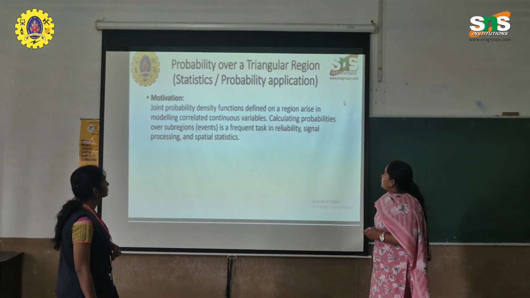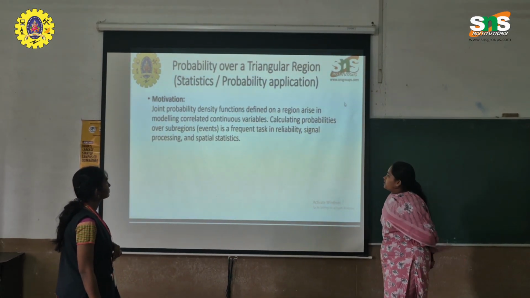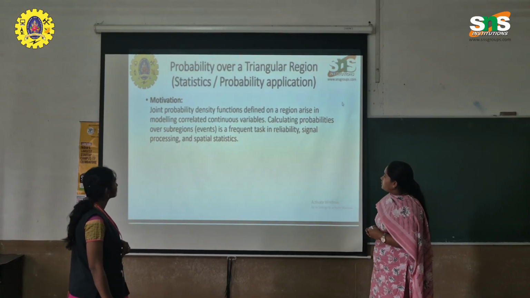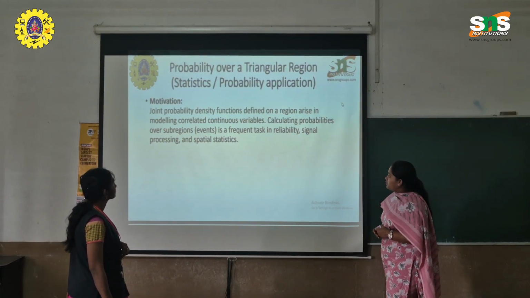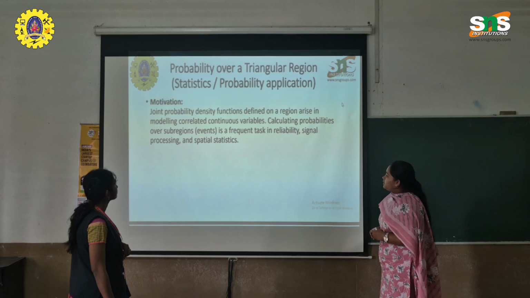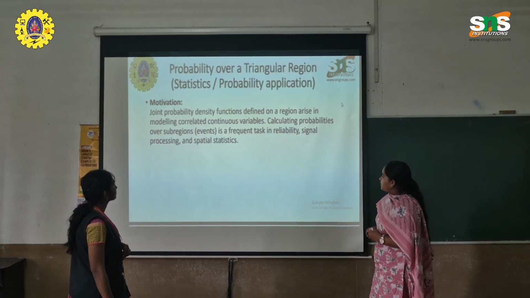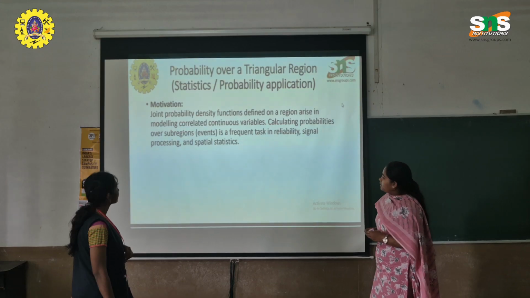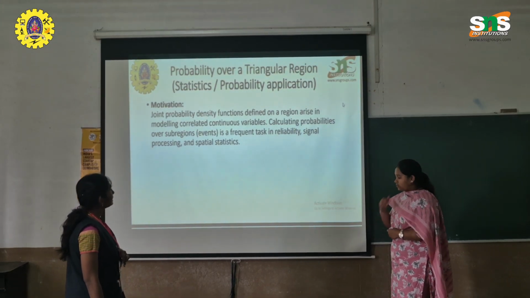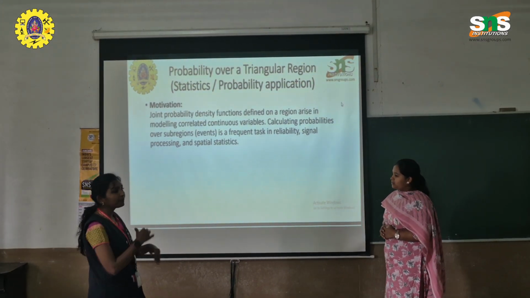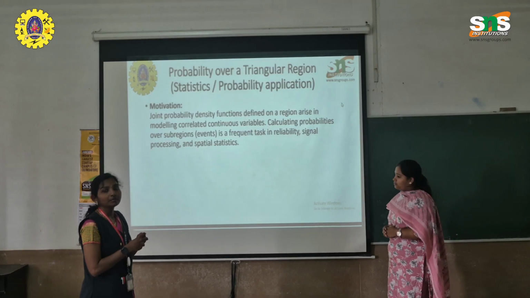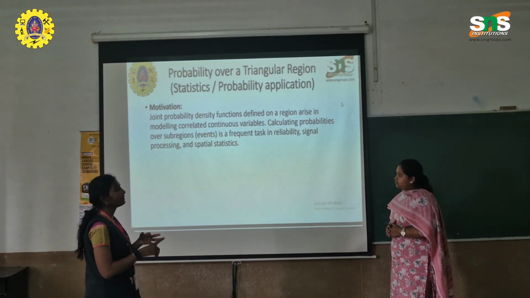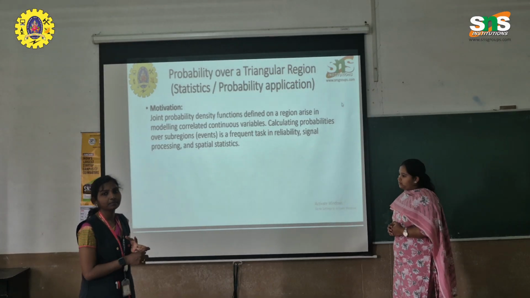Probability over a triangular region. Motivation: the joint probability density function depends on a region, and this arises in modeling correlated continuous variables. Calculating probabilities over sub-region events is a frequent task for engineers in reliability, signal processing and spatial statistics.